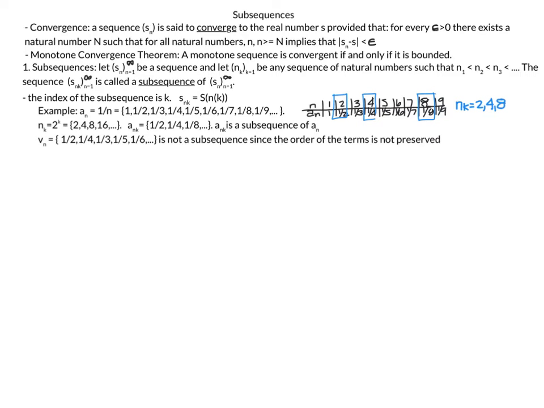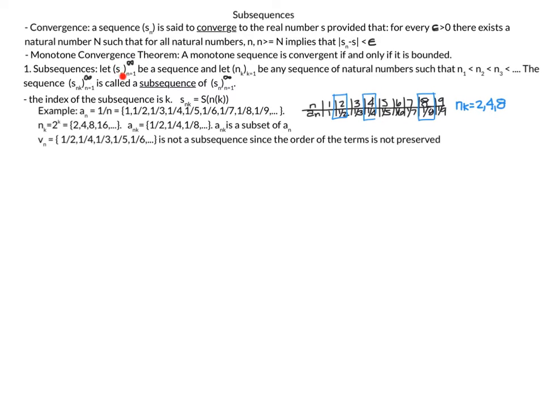So you may have a good intuitive notion of what a subsequence of a sequence would be, but we're going to look at the formal definition and make sure that the notation sits well with you and that you're comfortable with it. So subsequences, let's say we have a sequence Sn, and the index for n goes from 1 to infinity. We're going to also look at this sequence nk, which starts at k equals 1, and it's any sequence of natural numbers such that n1 is less than n2 is less than n3, etc. Then the sequence Snk, going from 1 to infinity, is called a subsequence of Sn.